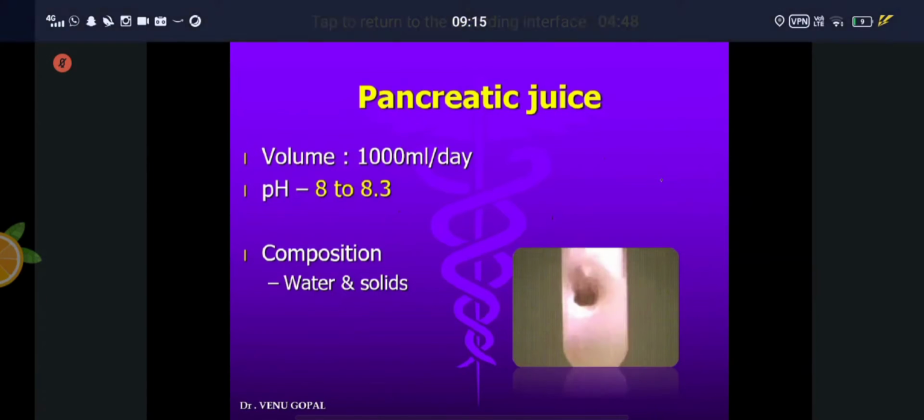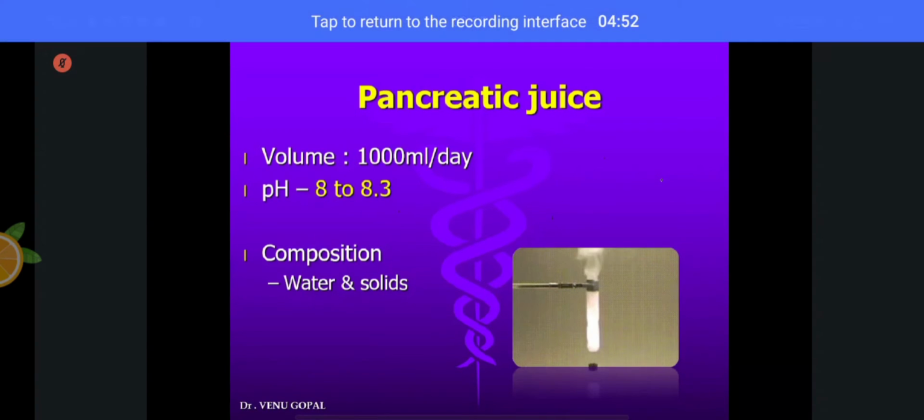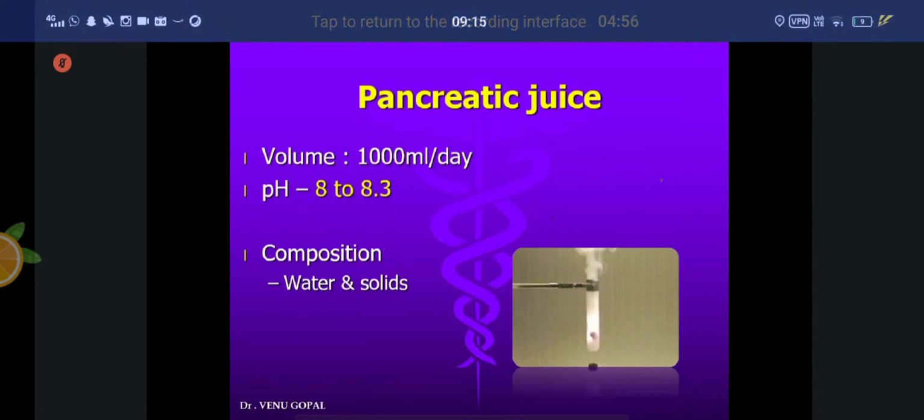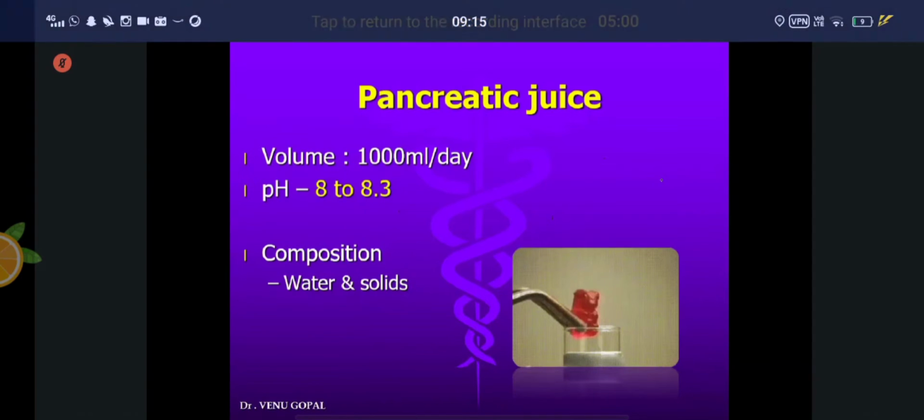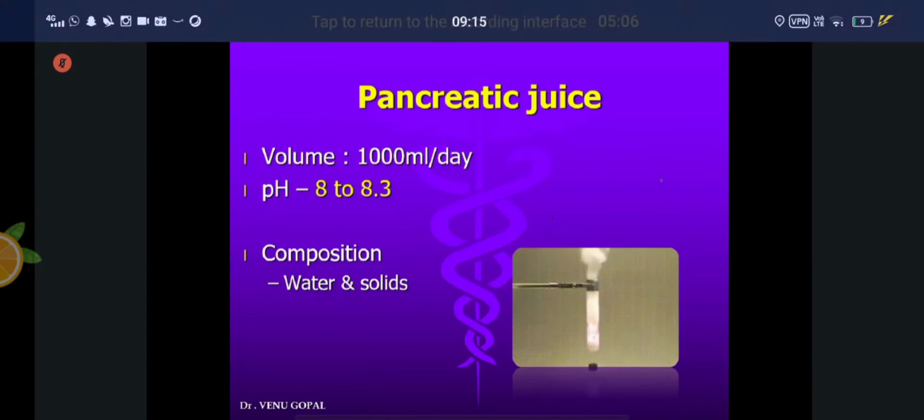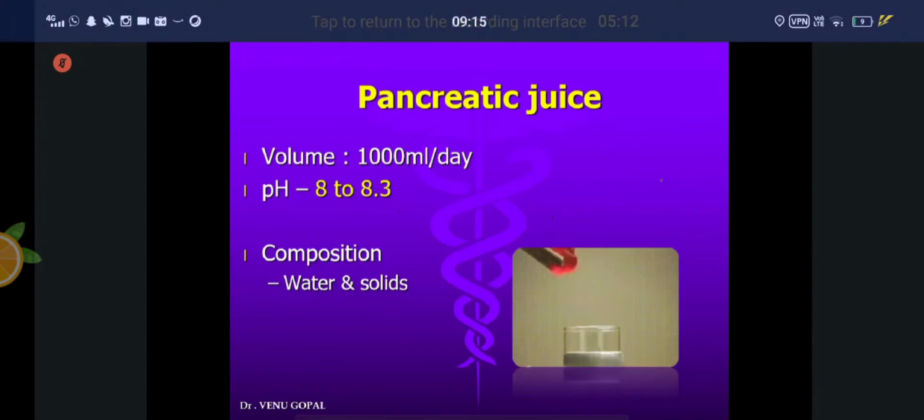For example, let us see in that video, you can take a small piece, it can be a chicken piece. Once you put it into the pancreatic juice, that will be digested, and that fast. But it will do that effectively. It's a stronger digestive component.